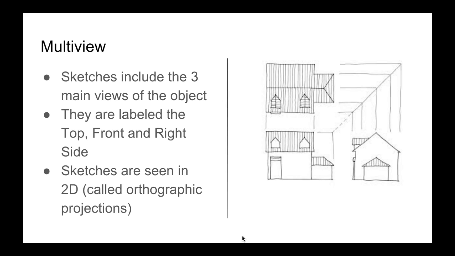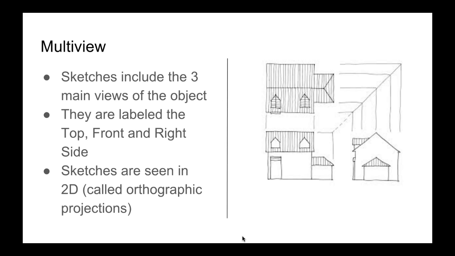Multi-view sketches. Sketches that include the three main views of the object. What that means, if you look over here to the right at the example of the house, is we have three different views or angles we're looking at this house from. They're labeled the top, the front, and the right view. The top view is the roof that you're looking at. The front view is the one directly below that on the left side on the bottom, and the right side view is the one just to the right of that.